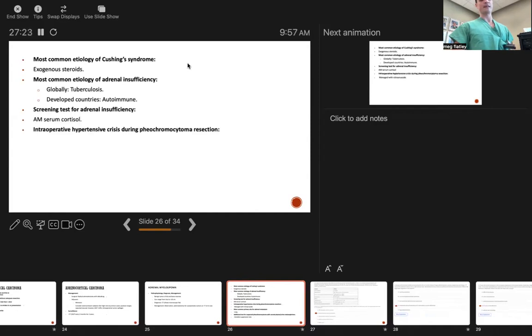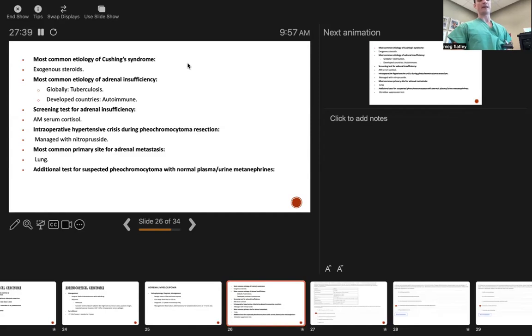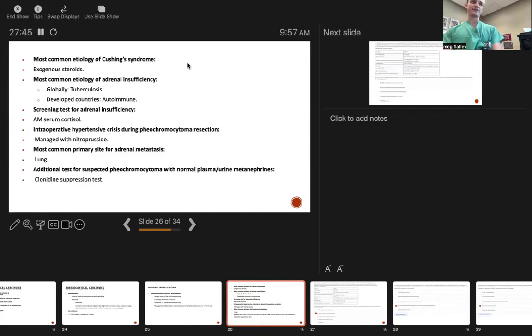Screening test for adrenal insufficiency. Cortisol, good job. Intraoperative hypertensive crisis during a pheochromocytoma resection. You give the nitroprusside, we can talk about that, but that's something that comes up from time to time. Most common primary site for adrenal metastasis. Lung. And then additional tests for suspected pheochromocytoma with normal plasma metanephrines: clonidine suppression test.